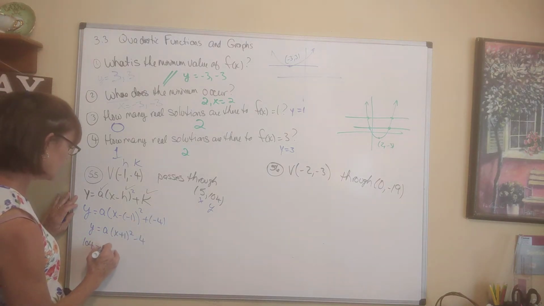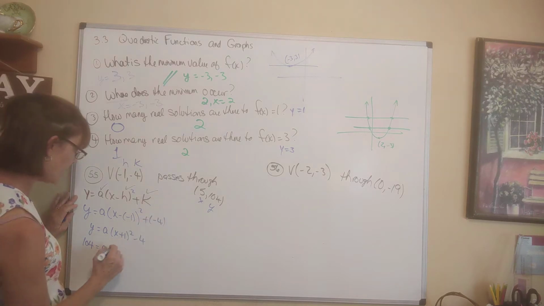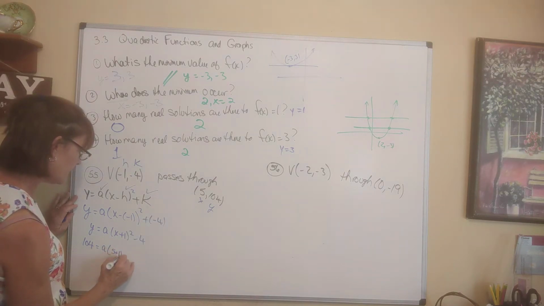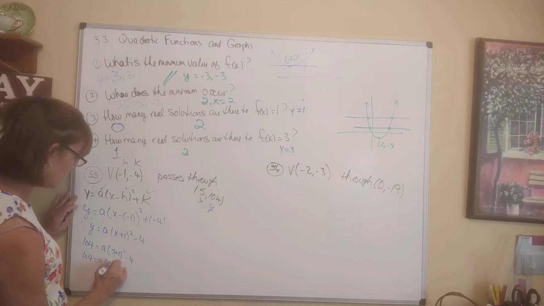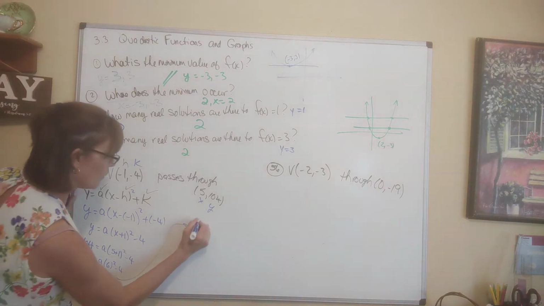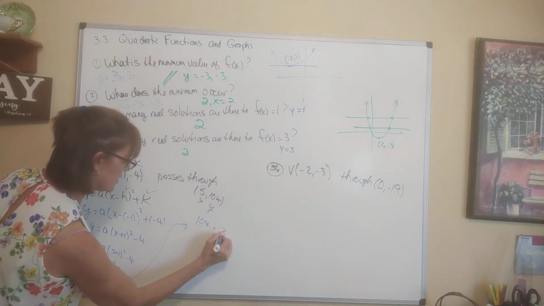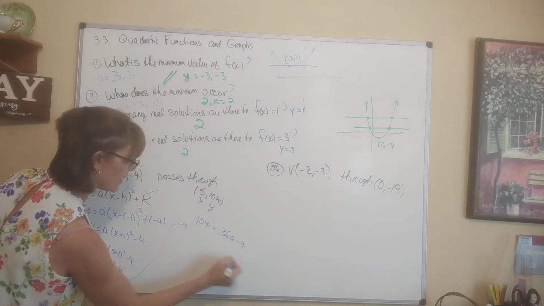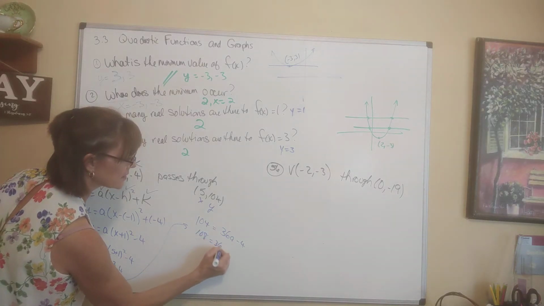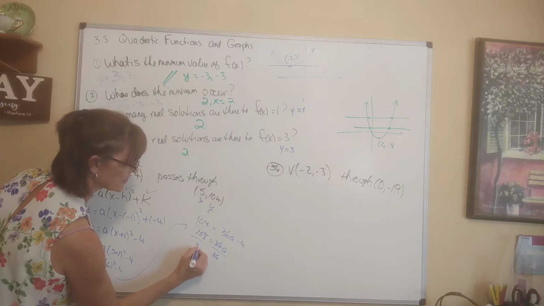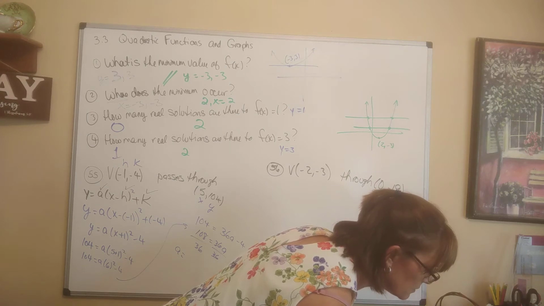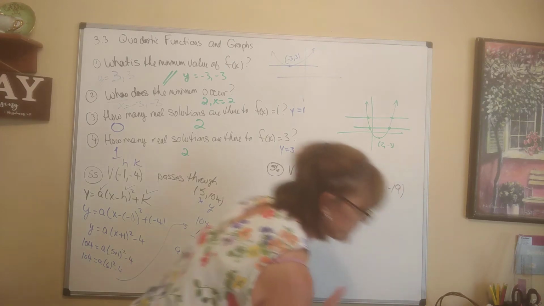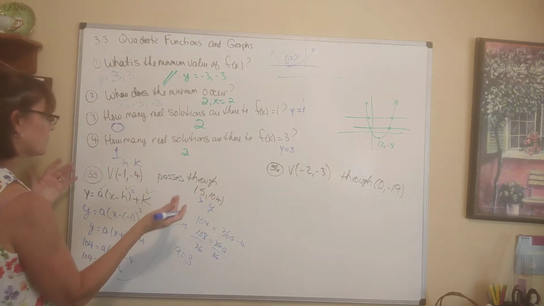104 is equal to a times (5 plus 1) squared minus 4. All right, so we have 104 is a times 6 squared minus 4. 104 is 36a minus 4. Add 4 to both sides. 108 is 36a. Divide both sides by 36, and I get that a is equal to 3. Yay, 3. Now we're going to write the working equation.